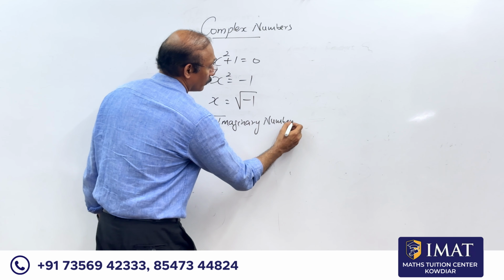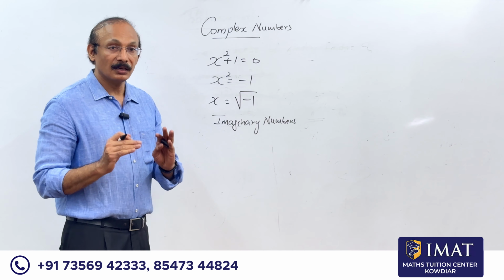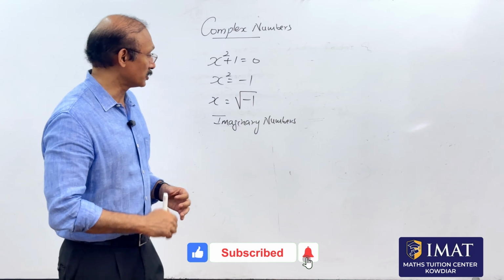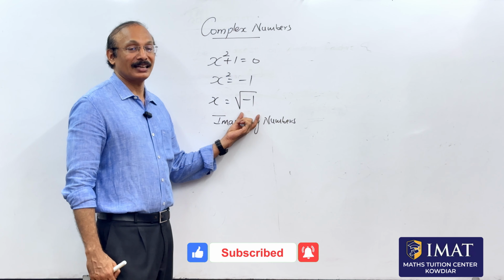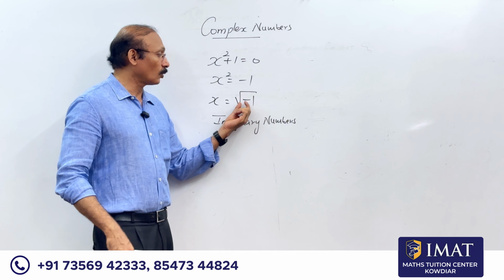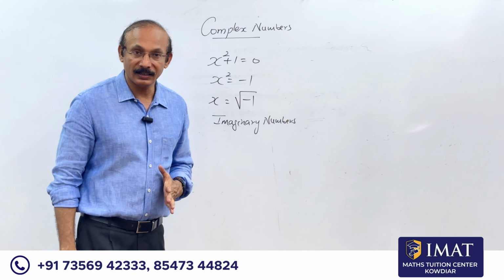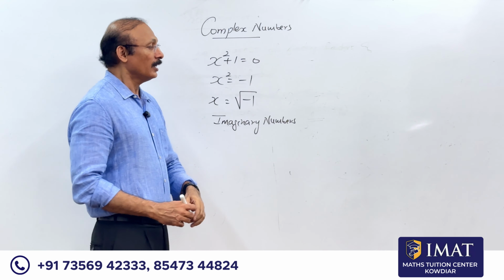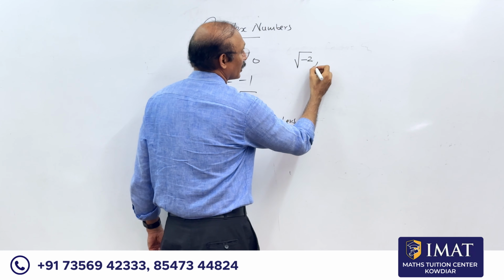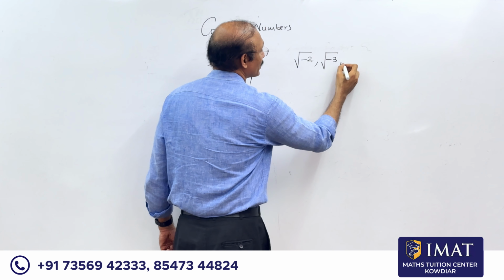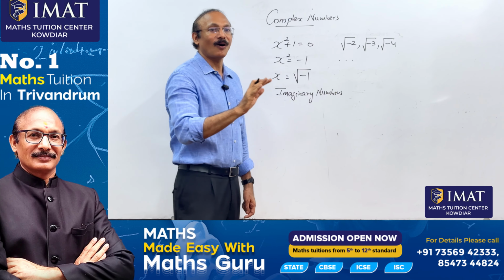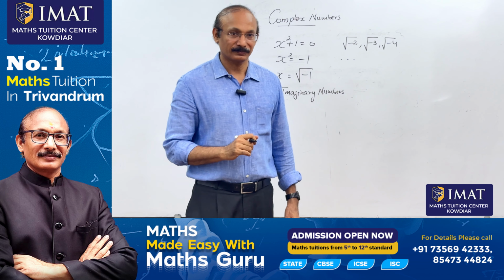So what are imaginary numbers? Numbers that are not real are called imaginary numbers. Square root of minus 1 is an imaginary number. Why is it an imaginary number? Because square root of negative numbers is not defined. So such numbers will be imaginary numbers. You can give some examples. Square root of minus 2 is an imaginary number. Square root of minus 3 is an imaginary number. Square root of minus 4 is an imaginary number. So numbers like this are all imaginary numbers.